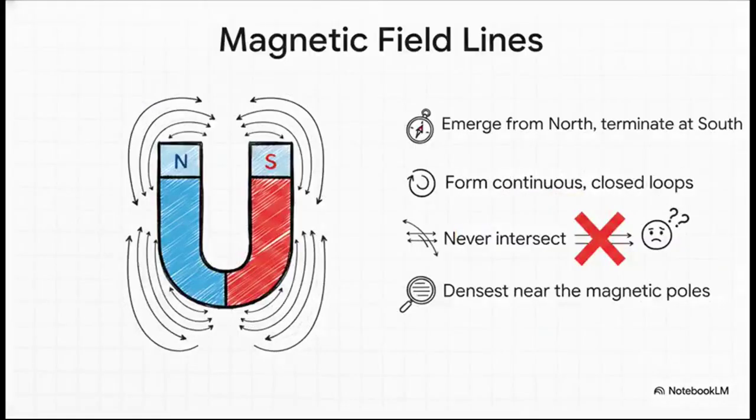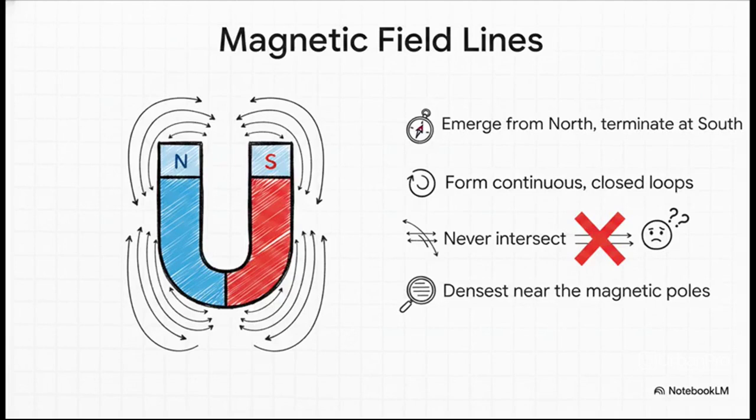Now for your exams, you absolutely have to nail these properties. The field lines always emerge from the North Pole and curve right around to the South Pole, forming continuous closed loops. Notice how they bunch up and get super dense near the poles? That tells us the field is strongest right there.